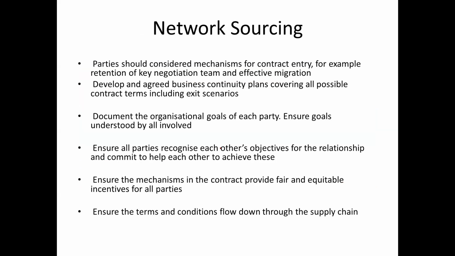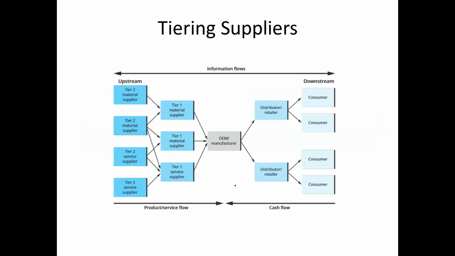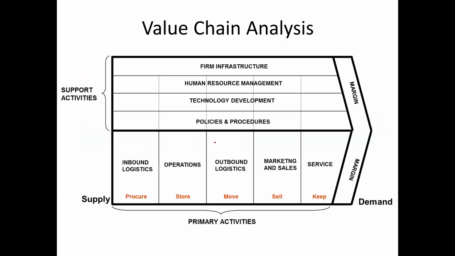Network sourcing is developed from the Japanese, and it's about having just a few suppliers or even just tier 1 suppliers. And there's tiering, tier 1, tier 2, and there might even be tier 3. So that's fairly straightforward. Value chains thrown in again.